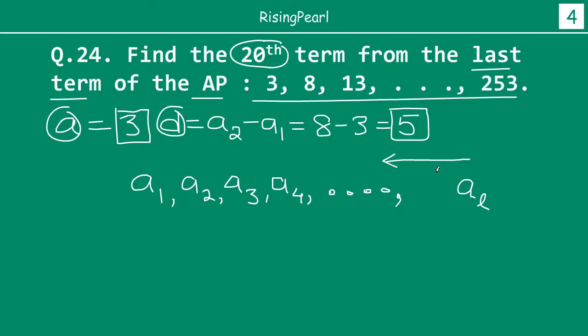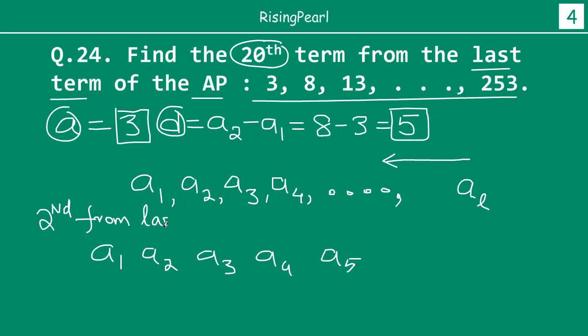So let's do one thing. Let's make it a little simple. Let's say we have 5 terms in any arithmetic progression. So A1, A2, A3, A4, and A5. And the question is we have to find out the second term from last.